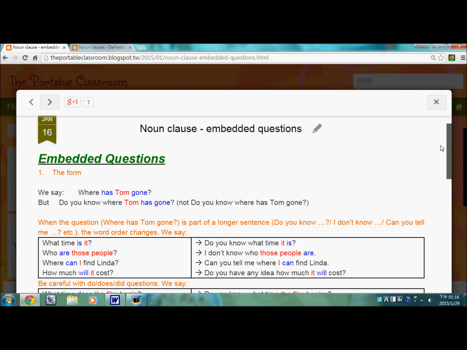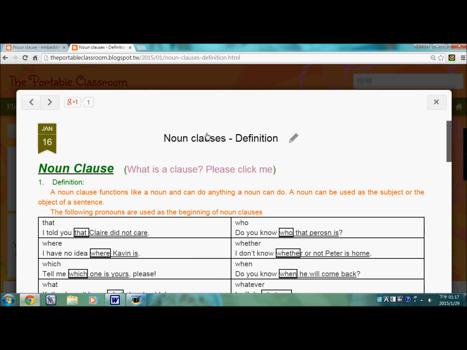Noun clause, embedded questions. Today, we're going to talk about a very specific type of question that's called the embedded questions. Before we move on, first, we need to understand what a noun clause is. A noun clause is a clause that is used as a noun. Now, what can a noun do? A noun can be a subject in a sentence or the object in a sentence. So noun clauses can also be subjects and objects in sentences.